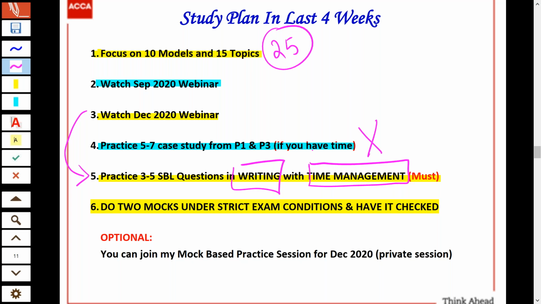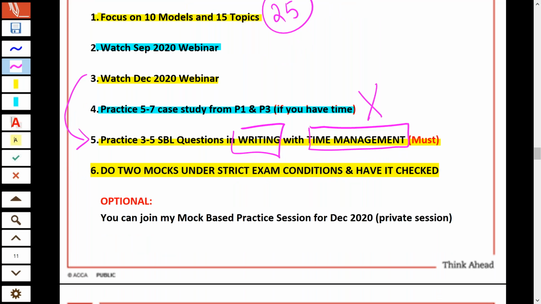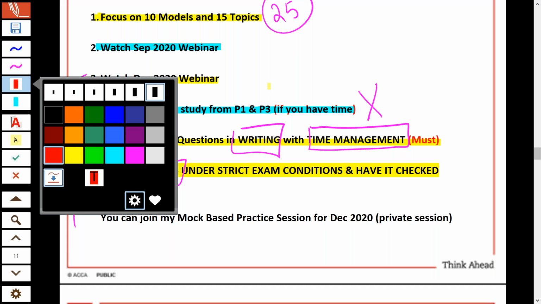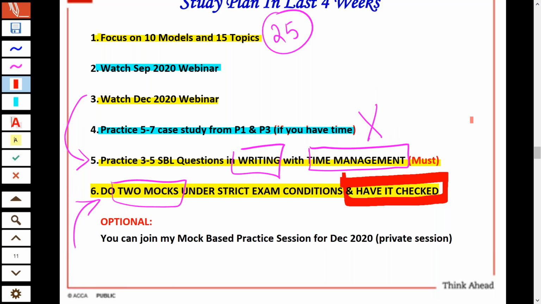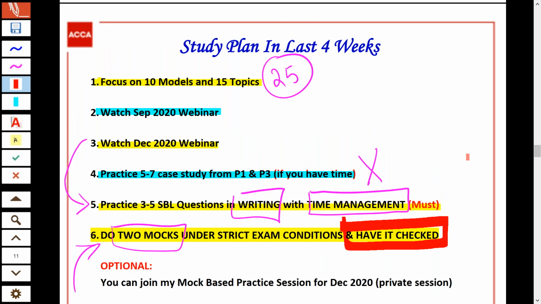Okay, after you've done 3 to 5 SBL questions, then you will do 2 mocks, proper mocks under strict exam condition, but more importantly, it has to be checked. There is no point in doing a proper mock and no tutor is checking your mocks. If there's no feedback, then how would you know where you are lacking? So this is basically the study plan for between now and the exam.